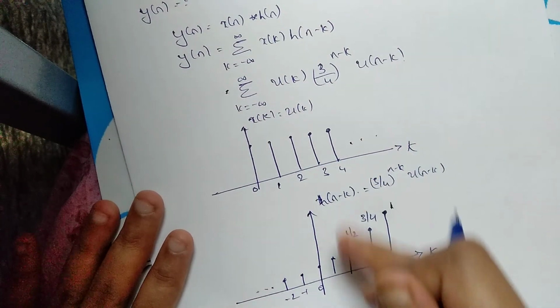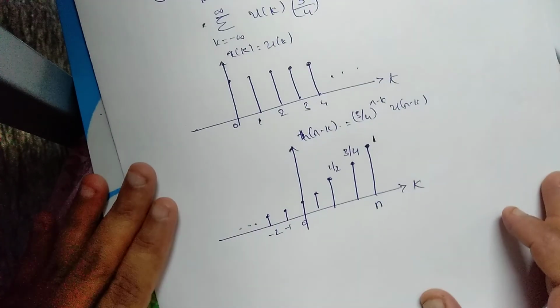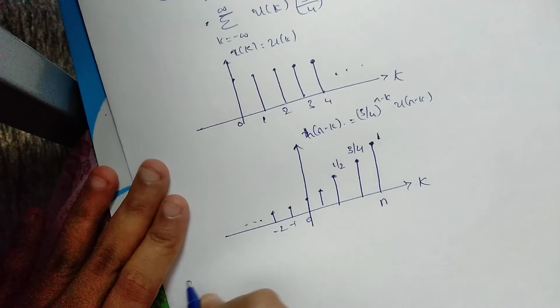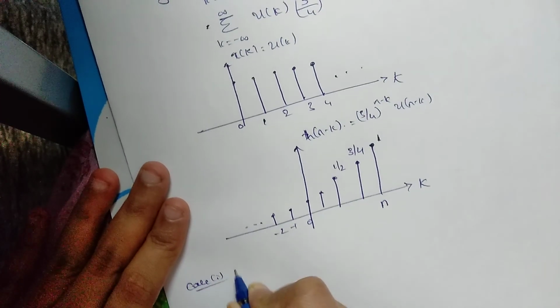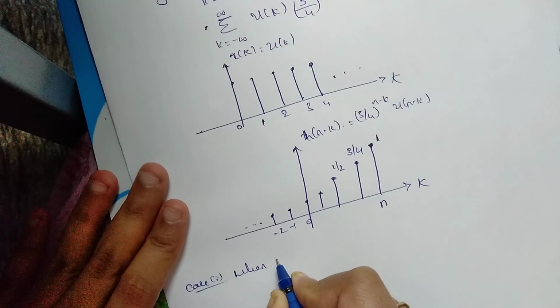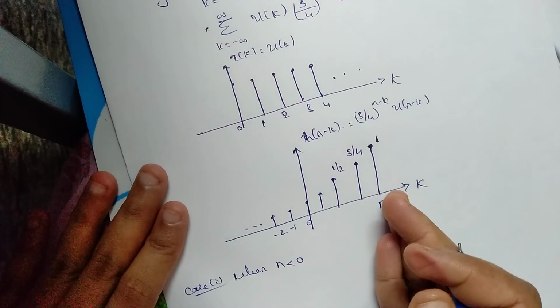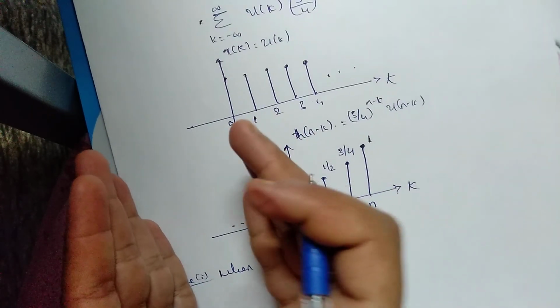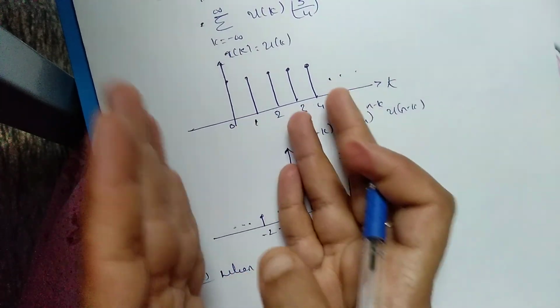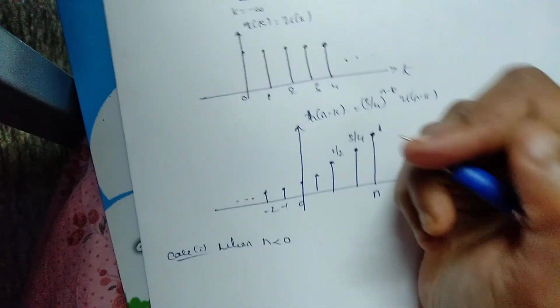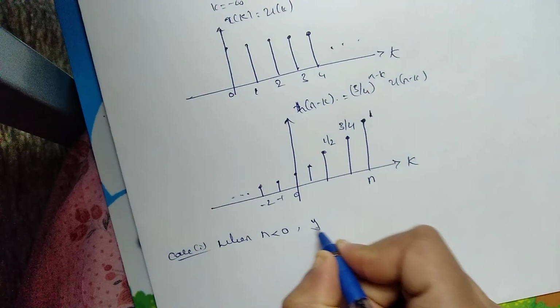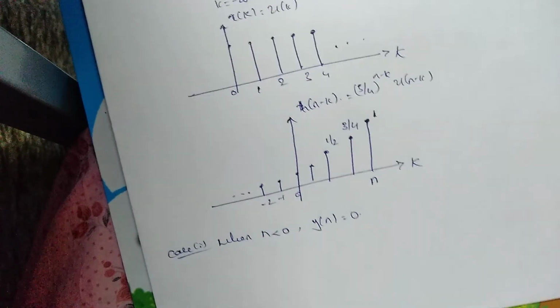Now we need to multiply these two waveforms. So let us consider case 1, when n is less than 0. If n is less than 0, this waveform will be from n to minus infinity. This is from 0 to infinity. There are no common values for the multiplication. Therefore, y of n is 0.